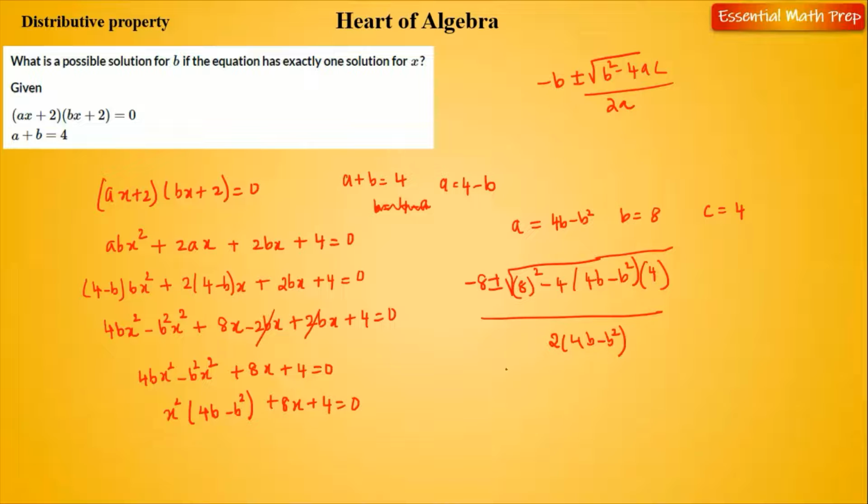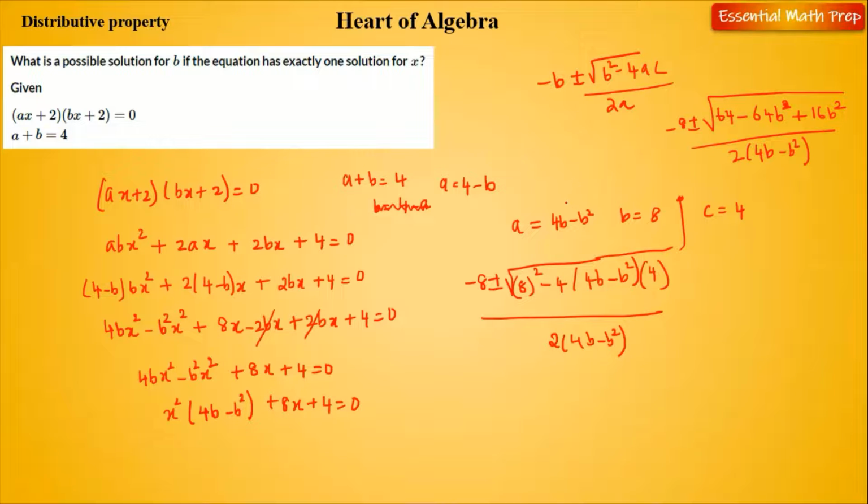What we could do now is simplify. Minus 8 plus or minus the square root of 64 minus, if you multiply this, 4 times 4 is 16, so 16 times 4 is 64b, and then negative of negative is plus 16b squared, over 2 times (4b minus b squared).